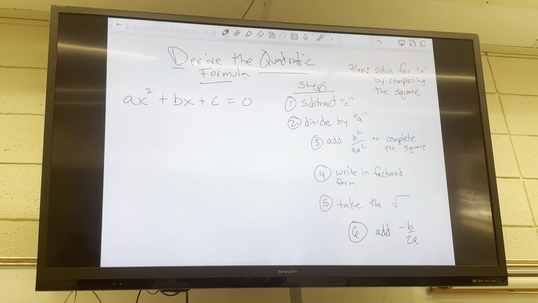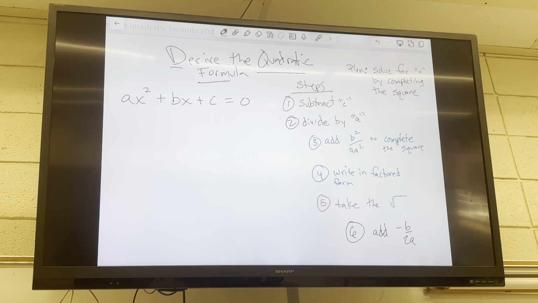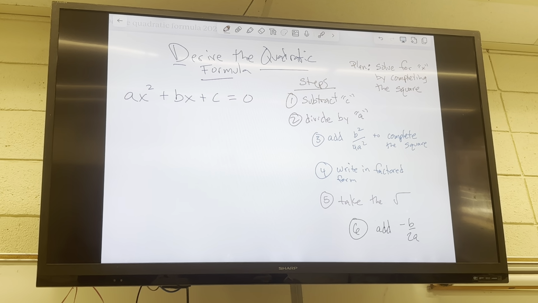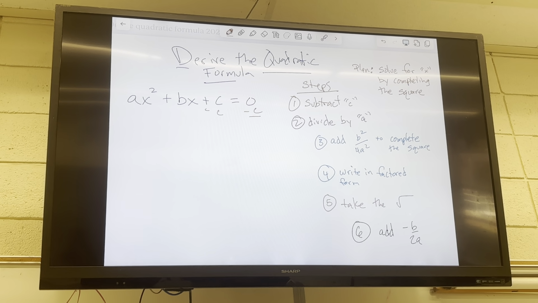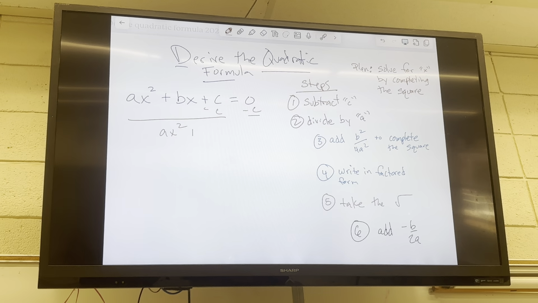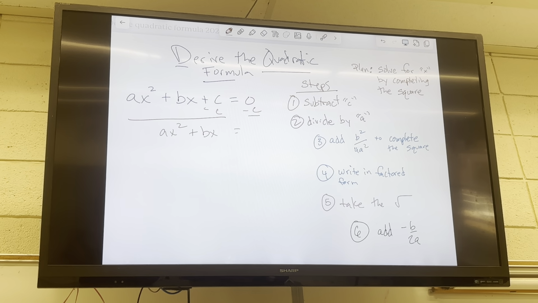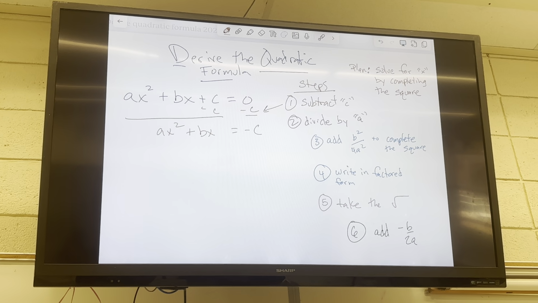First thing we're going to do, I'm going to try and color code this so it matches the steps. We're going to subtract c from both sides. This is step 1. So minus c. That will leave us with ax squared plus bx equals negative c. So that is step 1 right there.